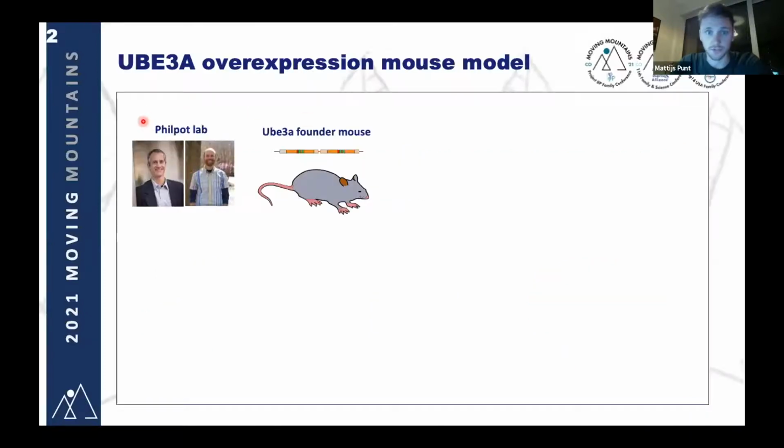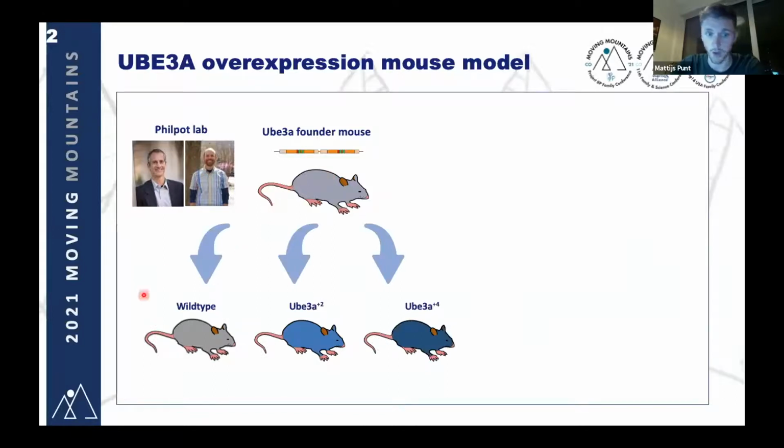Matt very extensively described this Ube3A overexpressing mouse model that was generated in the Philpot lab, which now harbors 2 extra genetic copies of the UBE3A gene. We obtained that mouse at Erasmus MC and used it as a starting point for our experiments, wherein we generated 3 different types of offspring. We have a wild type mouse, which is mostly the control, a Ube3a+2 mouse that has 2 extra genetic copies of the UBE3A gene, and the Ube3a+4 mice that have 4 extra genetic copies. This is a nice way to titrate out the dose of Ube3a and see whether there are dose-dependent effects of Ube3a overexpression on behavior.